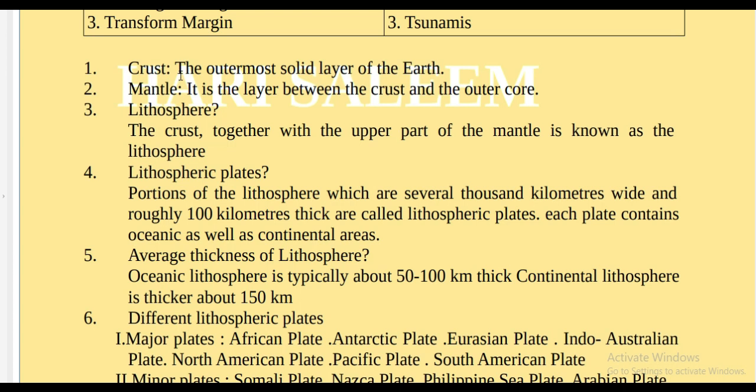Crust, the outermost solid layer of the earth. Mantle, it is the layer between the crust and the outer core. Lithosphere: the crust together with the upper part of the mantle is known as the lithosphere.